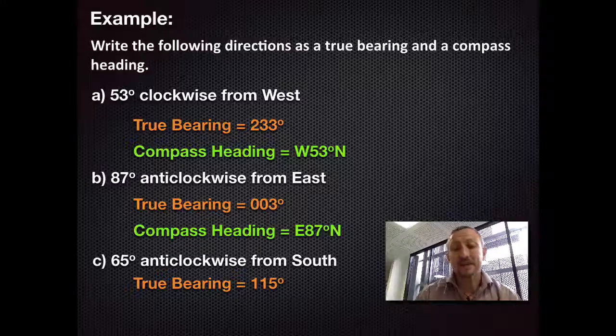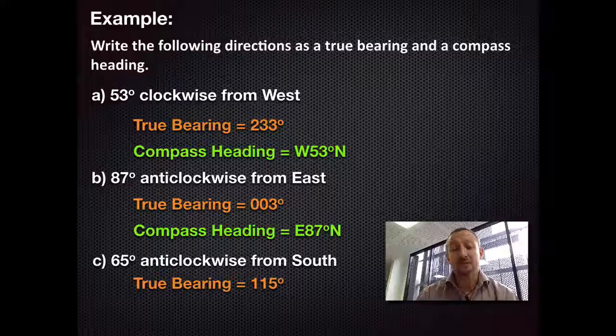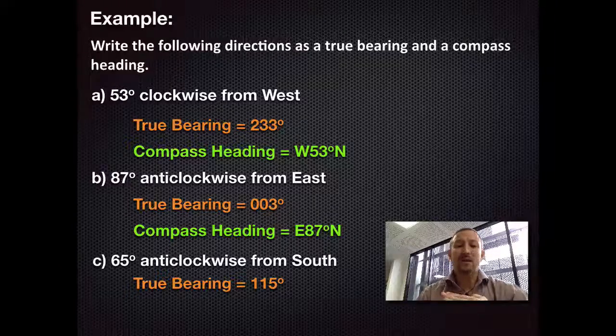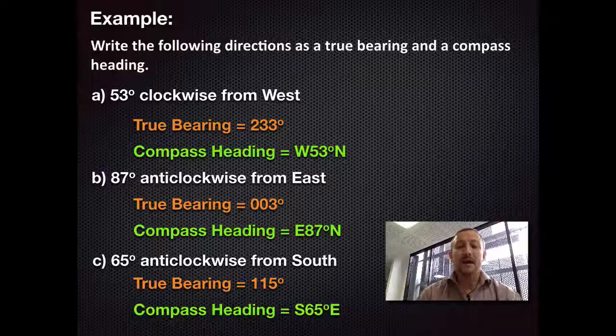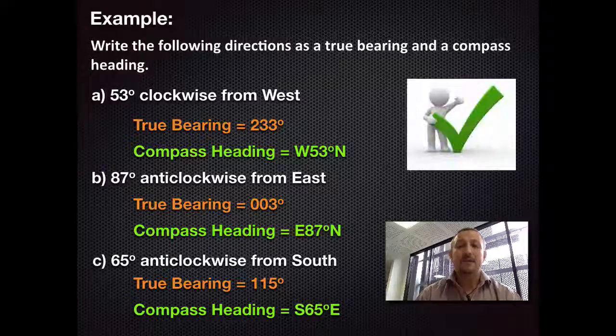To work out my compass heading, I'm facing south, so I put an S. I move 65 degrees, so I put 65. I'm going anti-clockwise. Anti-clockwise will take me towards east, so I put an E. So it's S65E.